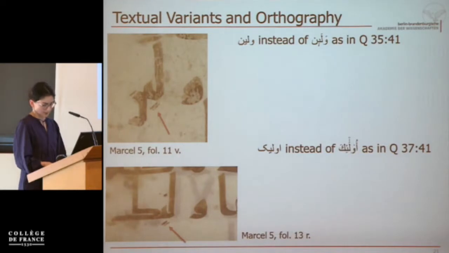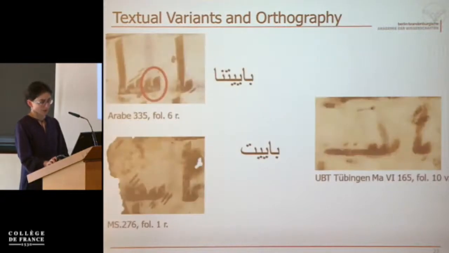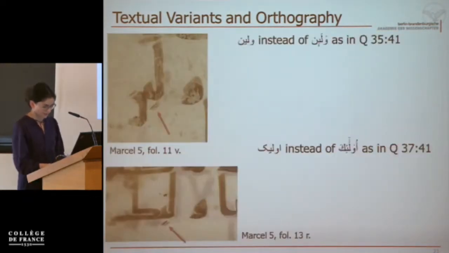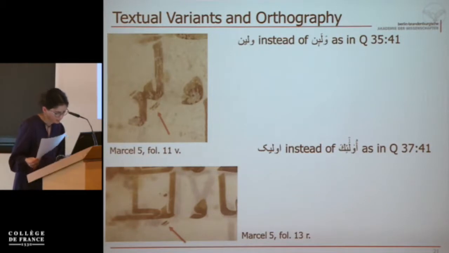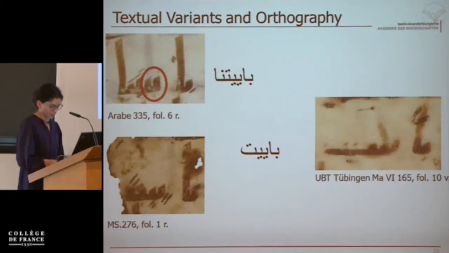Other examples are also Mala'ika, Sayyi'a, Ji'ta, Ji'tu, and so on. But as I said, there are some cases which are different. This is another example, the writing bi-ayatina, or bi-ayatim, which is also very common in the early Quranic manuscripts.